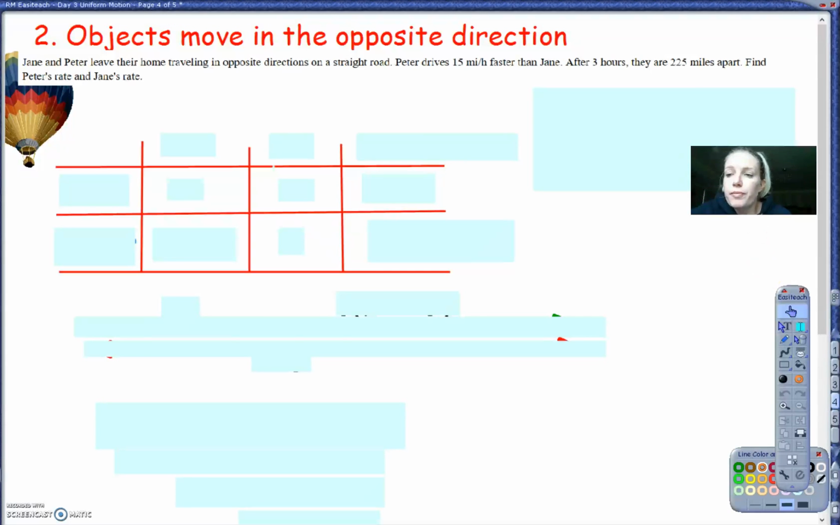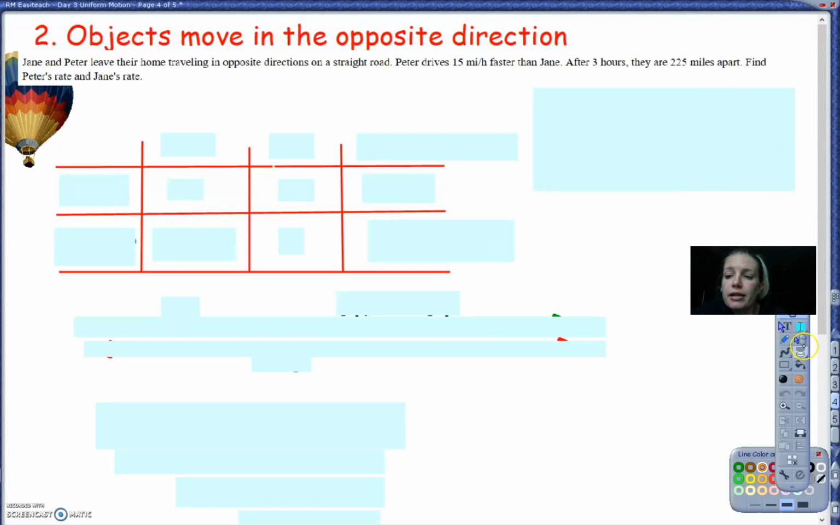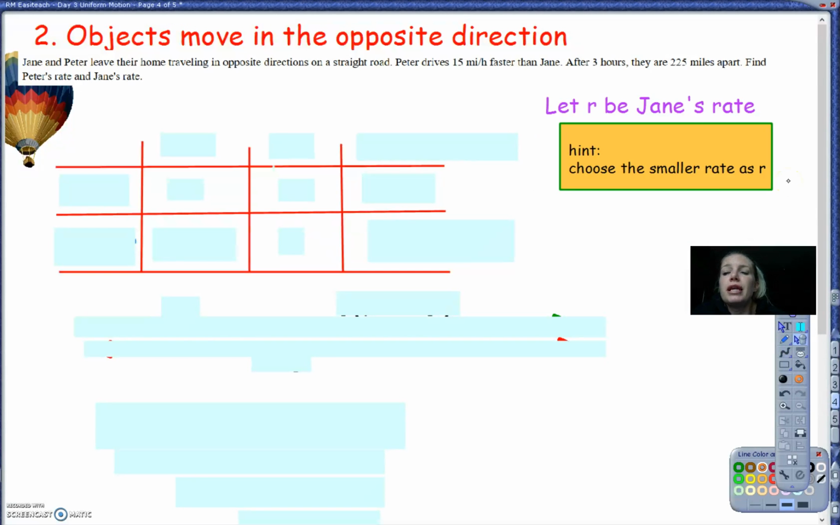Okay, so I'm going to move this. Important thing to note, you might want to put this in a highlighted box in your notes, is you should let the smaller rate be R. Since Peter's driving 15 miles per hour faster than Jane, Jane is not traveling as fast. So we're going to let R be Jane's rate.